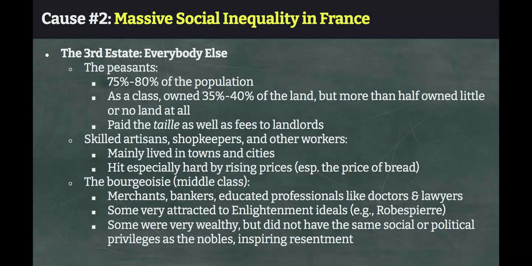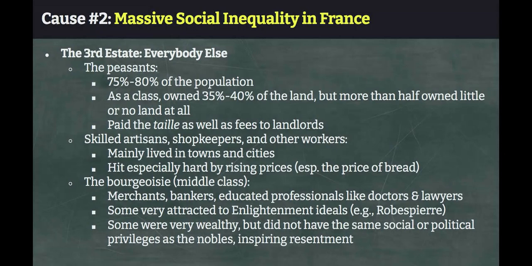In addition to not owning a lot of land, right, the tax burden, as we've mentioned, really falls on them. And not only paying taxes to the state, they're also paying fees to landlords. So feudalism doesn't really exist anymore, but they're still paying a lot of their money in rent to their landlords, right? So above the peasants, you've got skilled artisans, shopkeepers, and other workers. So this is kind of like the urban sort of lower middle class, right? And they're doing okay, but they're going to be hit really hard by some economic crises that hit France in the late 1700s. So especially rising prices, especially the rising price of bread.